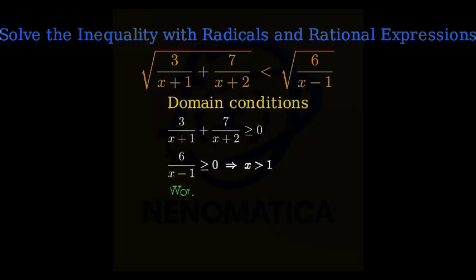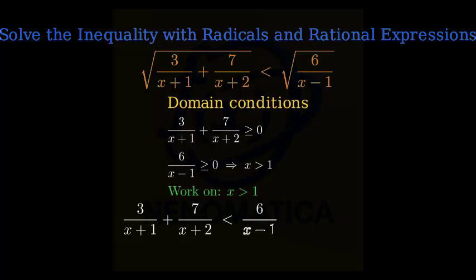First, both square roots demand non-negative radicands. On the left, we need 3 over x plus 1 plus 7 over x plus 2 greater than or equal to 0. On the right, we need 6 over x minus 1 greater than or equal to 0, which means x is greater than 1. Because x greater than 1 makes every denominator positive, the left radicand also becomes positive automatically. So our working domain is simply x greater than 1. Because both sides are non-negative on this domain, we can square safely.